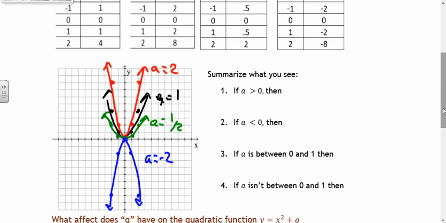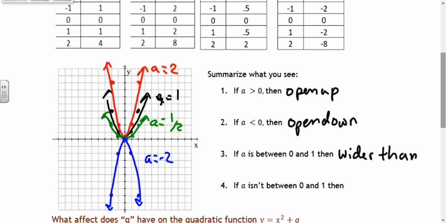So let's look at these. Summarize what you see. If a is greater than 0, we know that it's going to open up. If it is less than 0, we know it's going to open down. And we can see that from the red and the blue graph. If a is between 0 and 1, then our graph is going to be wider than our traditional x² graph.